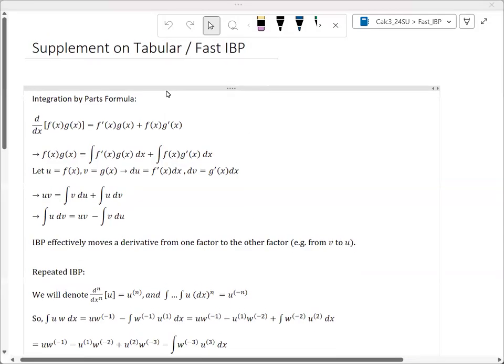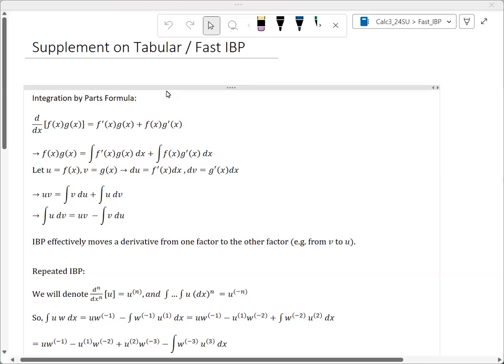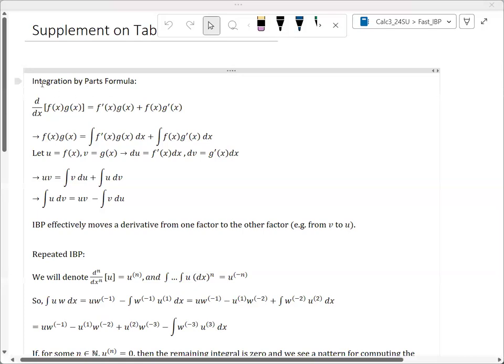Okay, hey everybody. So the subject for this video is a supplemental video on what's sometimes called tabular integration by parts or fast integration by parts. So just a super quick review of integration by parts.